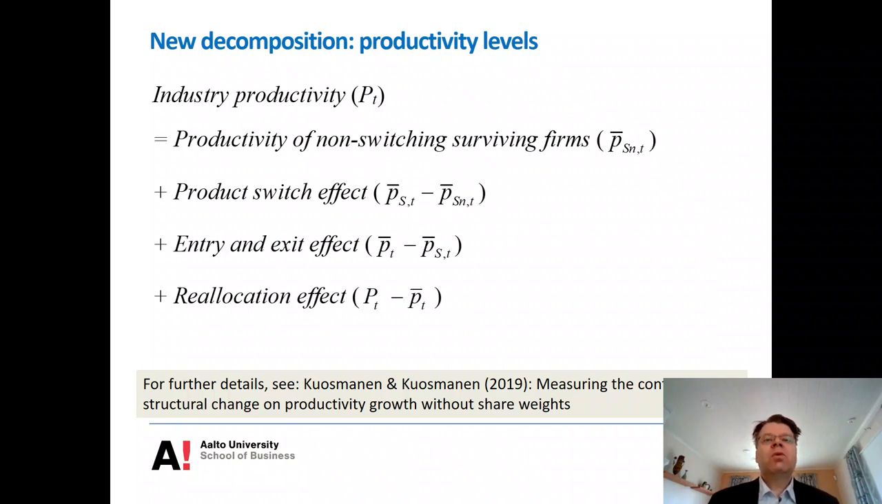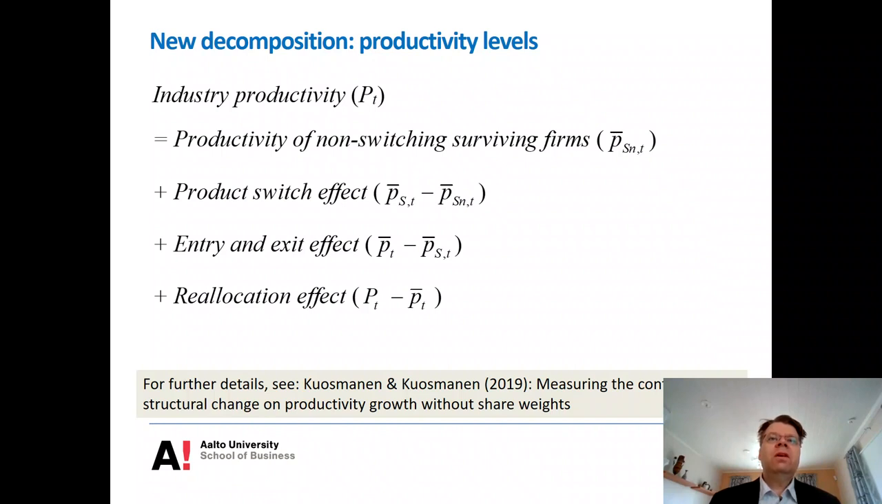But with this approach, we cannot distinguish between the impact of entry and the impact of exit. That would require the share weights. And then finally, there is the reallocation effect, which is simply the residual, as I emphasized in the case of Olley and Pakes. This reallocation effect is the traditional Olley and Pakes reallocation effect. When we already control for entry and exit and product switch, this residual measures the reallocation of resources across the surviving firms.